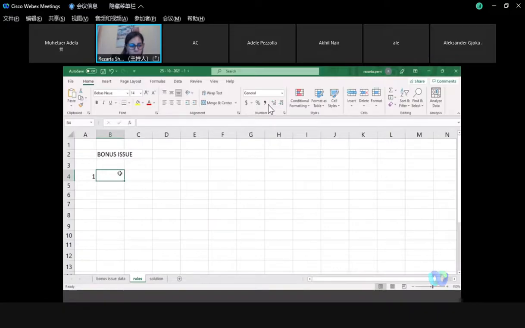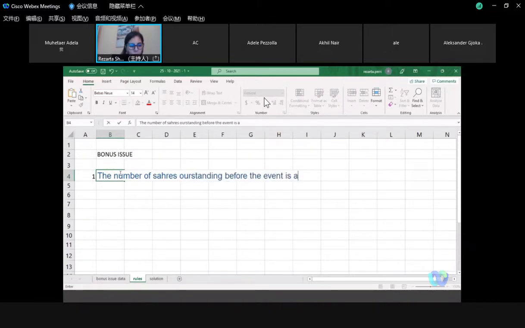of shares outstanding before the event, for the proportional change in the number of shares that occurred, which were issued in the beginning.